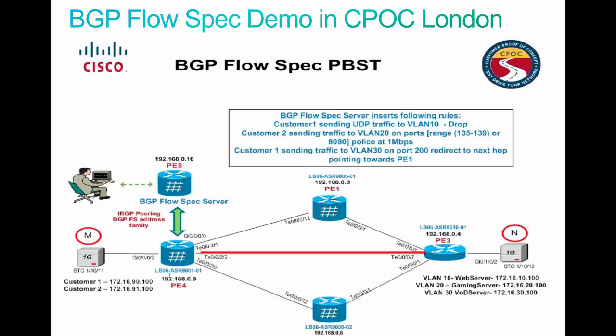The first rule is that all of customer 1's UDP traffic, which is going to the web server on VLAN 10, is dropped. Then all of the customer 2 traffic, which is going to the gaming server on VLAN 20 on ports which range from 135 to 139 or 8080, is policed at 1 meg. And our third rule, where all of the customer 1 traffic that is going to the WAT server on VLAN 30 and port 200, is redirected to the next hop towards PE1. So by default, all of the other traffic uses the direct path between PE4 and PE3, and only that certain traffic going to VLAN 30, going to the WAT server on port 200, gets redirected to PE1 and then reaches PE3. So this demo is available for you, and you can come ahead to CPOC London to see BGP flow spec in action.